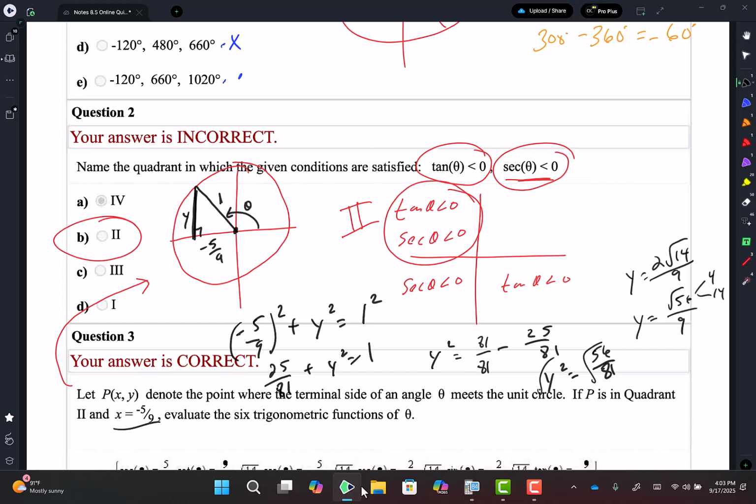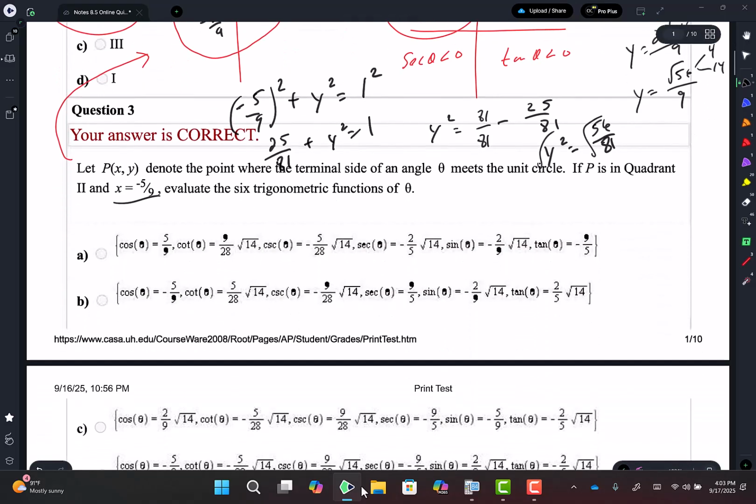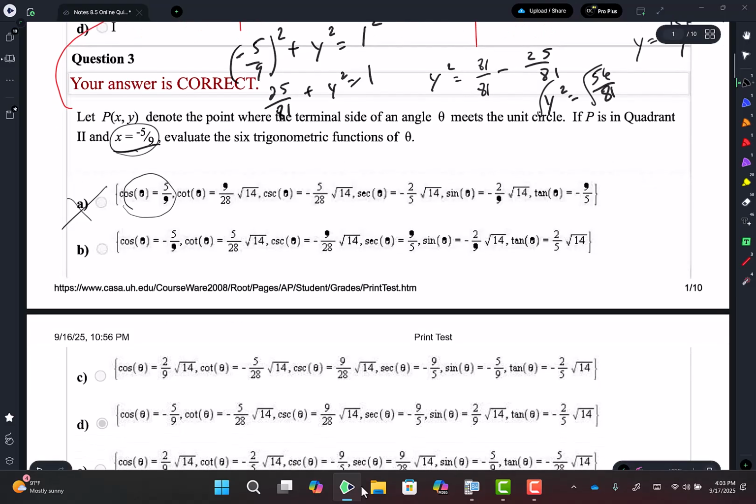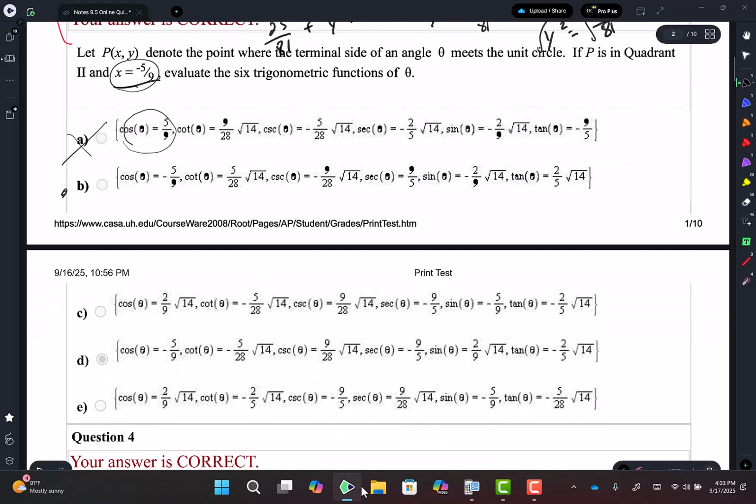Because the radius is 1, remember that we said cosine is just the x value and sine is just the y value. So I'm just going to go over here and look, letter A, delete, because this one has cosine being a positive 5/9. I need it to be a negative 5/9. So maybe letter B, let's see, letter C, delete, maybe letter D, and letter E, delete. Do you guys see why I deleted all those?